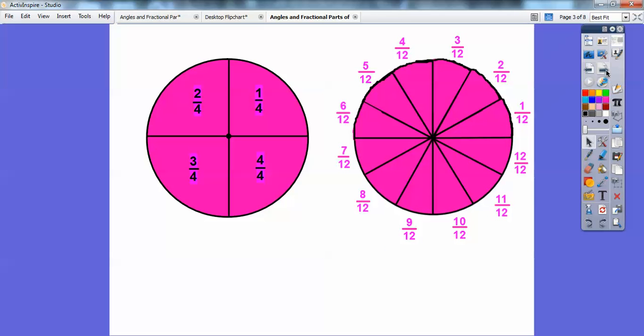So let's compare, you guys. Here's 4th size pieces of a circle. Over here we have 12th size pieces of a circle, and over here we have 4th size pieces of a circle. Here's 1/4, here's 2/4, here's 3/4, here's 4/4. Okay? If you're eating pie, I'd rather have one of these pies over here than one of these pies right here, because these pieces are a little bit smaller.